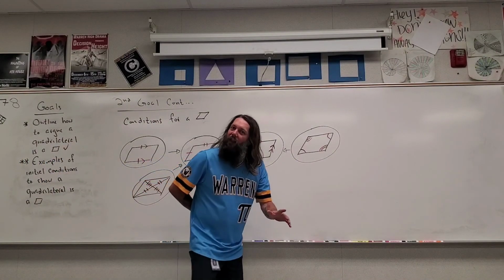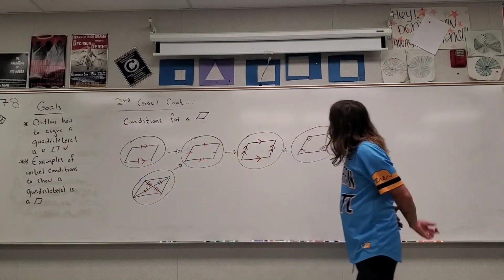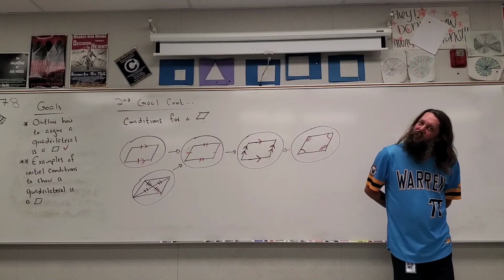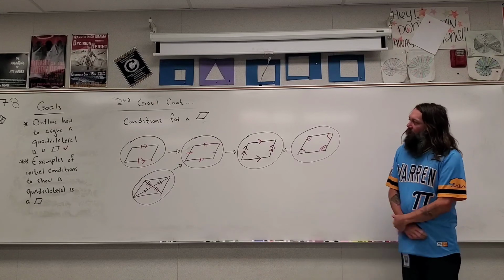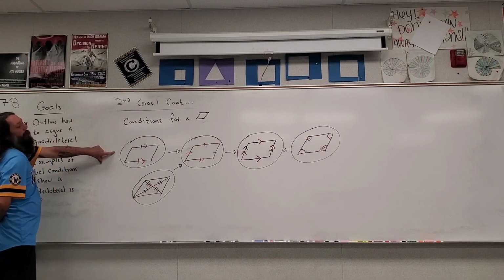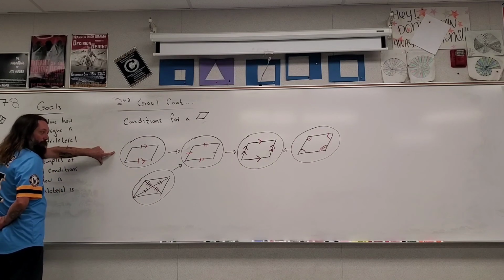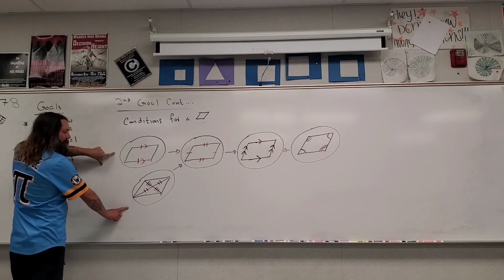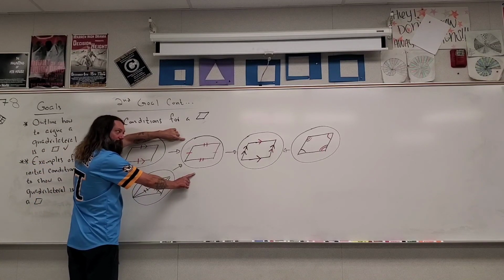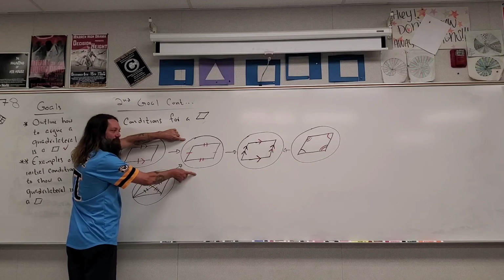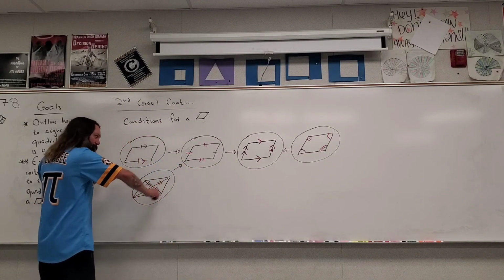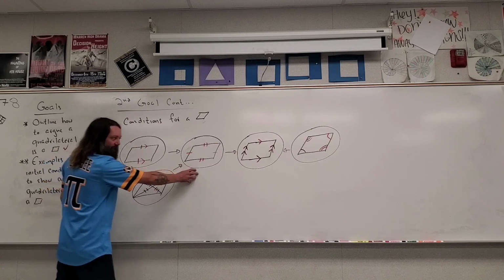I'm back for the last time, I promise. I wanted to wrap this goal up by making a bubble chart that shows you how the conditions for a parallelogram flow. Both the parallel and congruent opposite sides and the diagonals that bisect each other lead to the first example, which was two pairs of congruent opposite sides, which led us to conclude that we had a parallelogram. So both of these lead to this, and this originally led to that.